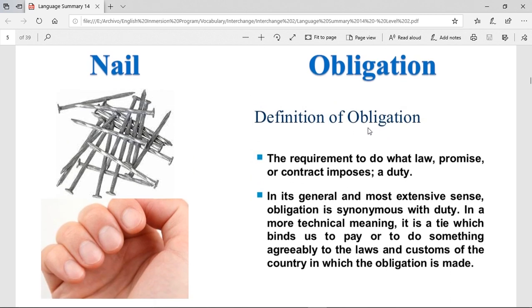Obligation. The definition of obligation: it's the requirement to do what law, promise, or contract imposes. A duty. In its general and most extensive sense, obligation is synonymous with duty. In a more technical meaning, it is a tie which binds us to pay or to do something agreeable to the laws and customs of the country in which the obligation is made.